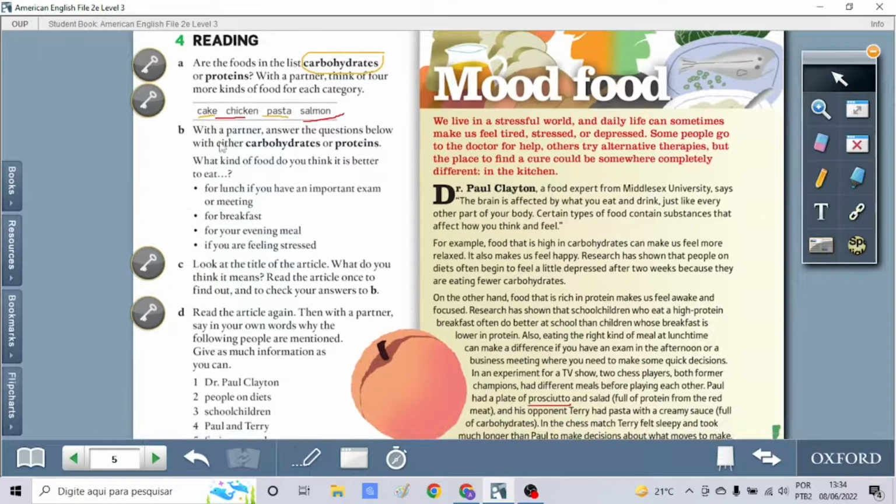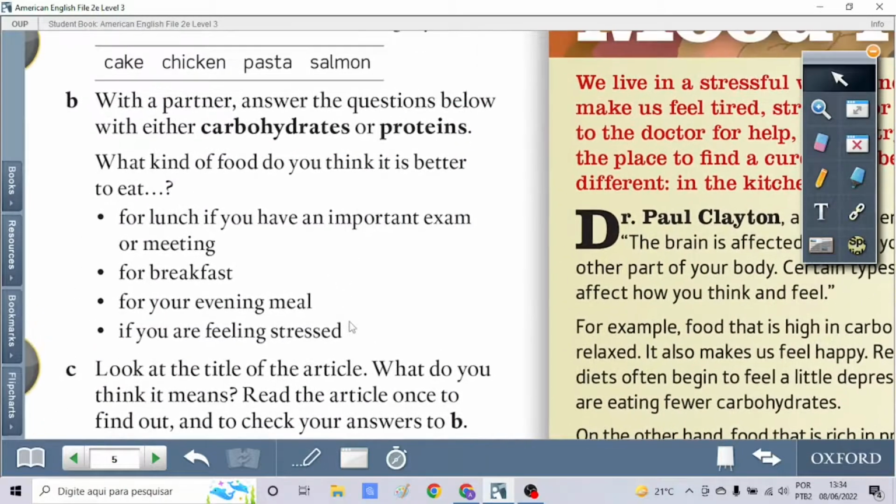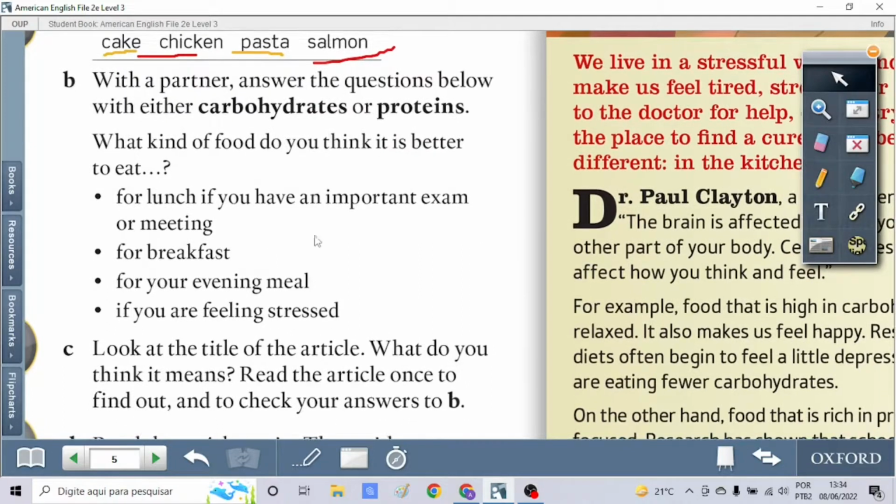Now we are going to do this with a partner. Answer the questions below with either carbohydrates or proteins. So let's go. Write in your book. What kind of food do you think it is better to eat for lunch, if you have an important exam or meeting? What kind of food do you think it is better to eat for breakfast?